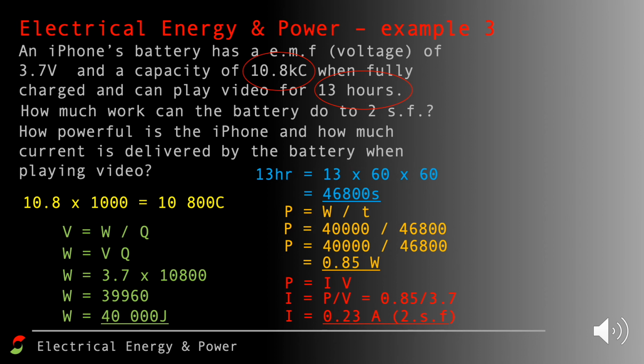So your iPhone draws a current of 0.23 amps for 13 hours, sucking it dry of 10.8 kilocoulombs during that time. And if you can watch videos non-stop for 13 hours on your iPhone, it is better than my Samsung.